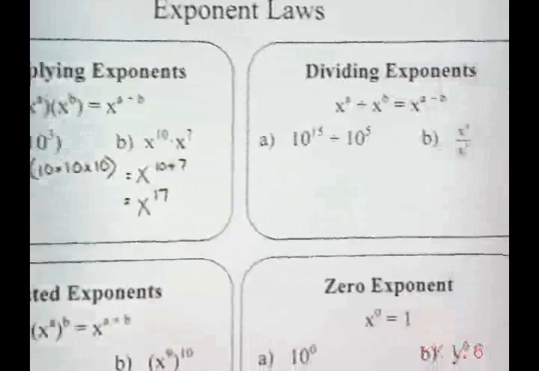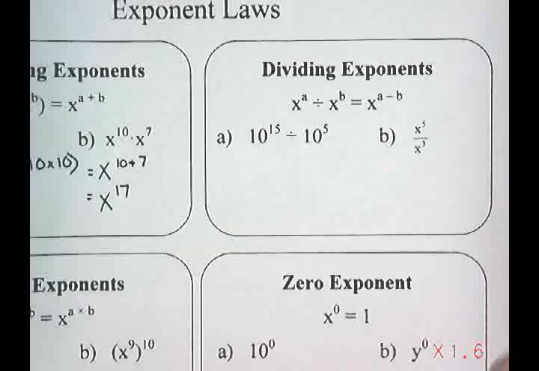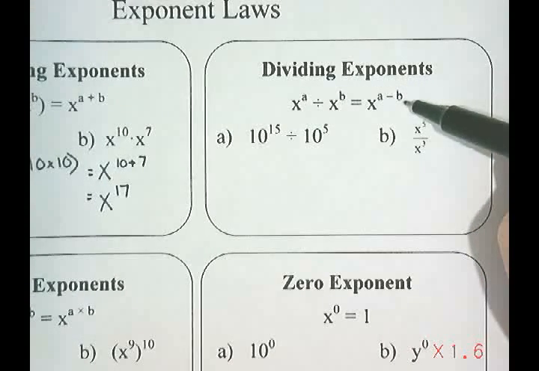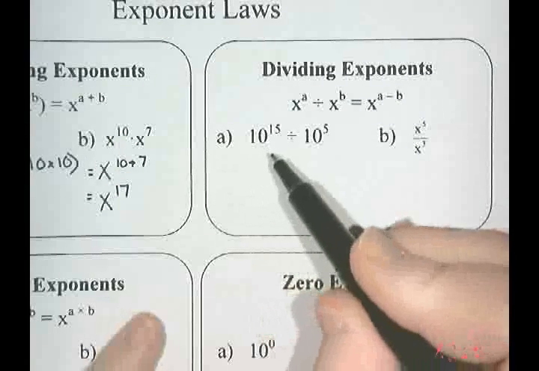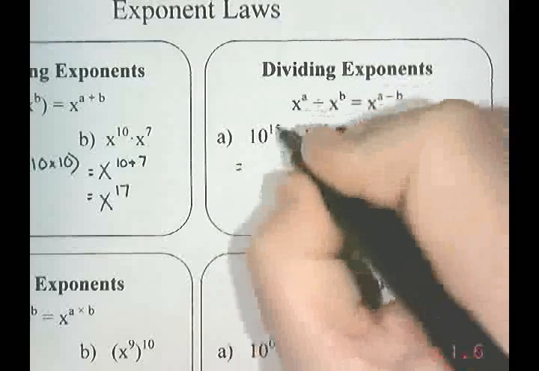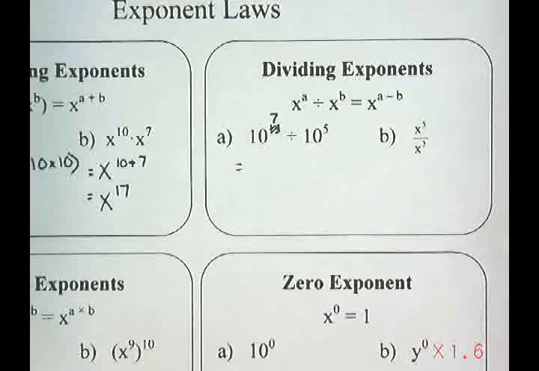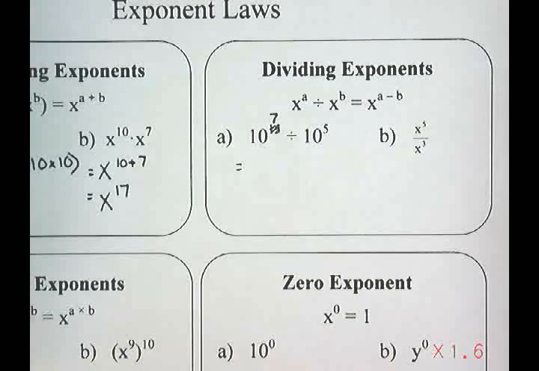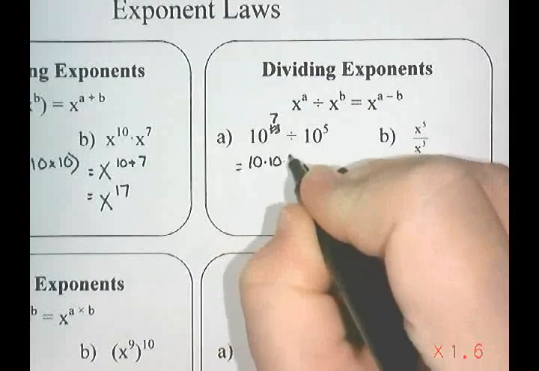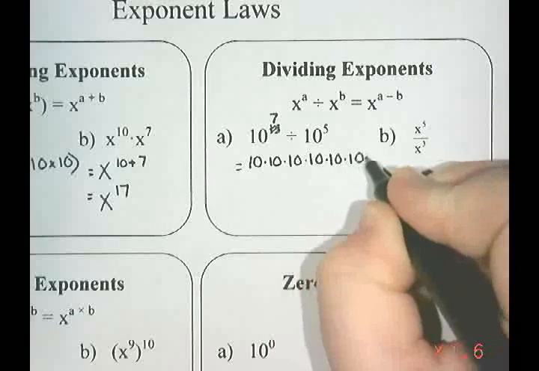Now dividing exponents, if I have x to the a divided by x to the b, what we do if there's the same base is we subtract the exponents. So I have 10 to the 15 divided by 10 to the 5, and really I have no desire to write 10 out 15 times. So I think I'm just going to change that to a 7. So 10 to the 7 divided by 10 to the 5 would be 10 to the 7, that's 10 times 10 times 10 times 10, I need to do that 7 times.